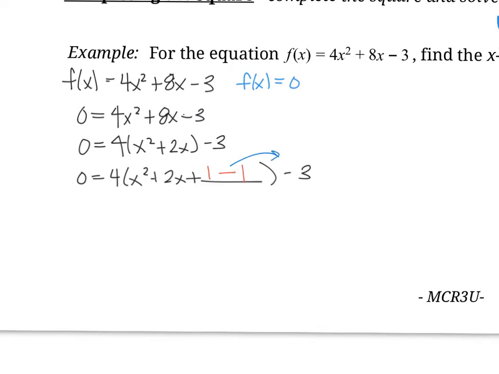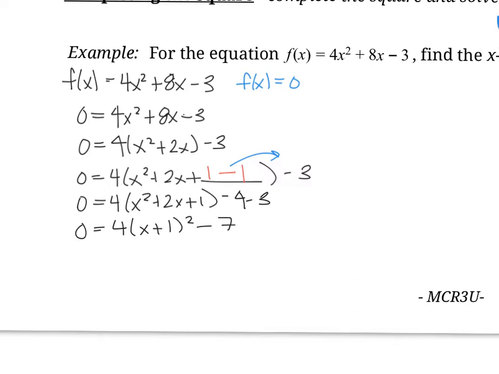Next we're going to kick this negative term out. We're left with 0 equals 4, x squared plus 2x plus 1. And we have 4 times our negative 1 before it leaves, which is going to make negative 4 minus 3. We have 0 equals 4, x plus 1 all squared minus 7.